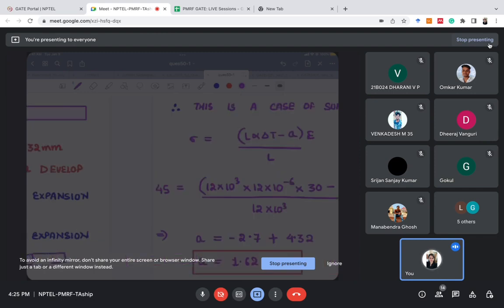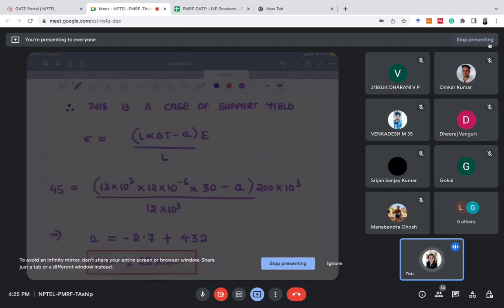Okay, so I'll give you an answer now. This is a case of support yield. We have to simply use the formula (L alpha delta t minus a) E by L. We have to put the values in it and we can get the answer now. Any confusion or you want me to explain it again? I'll explain.